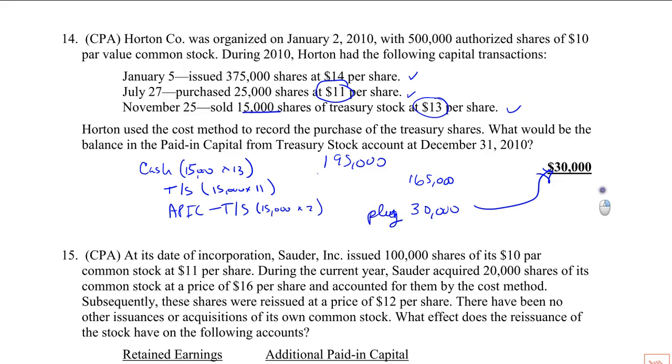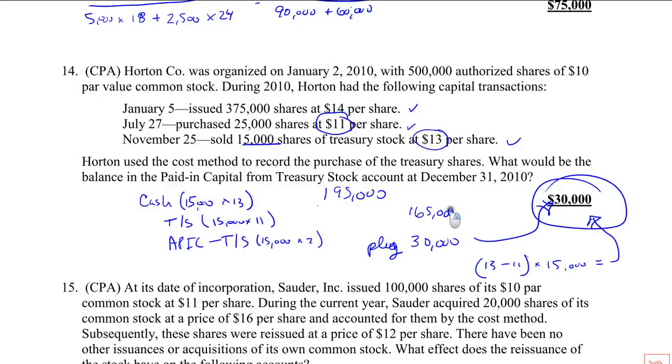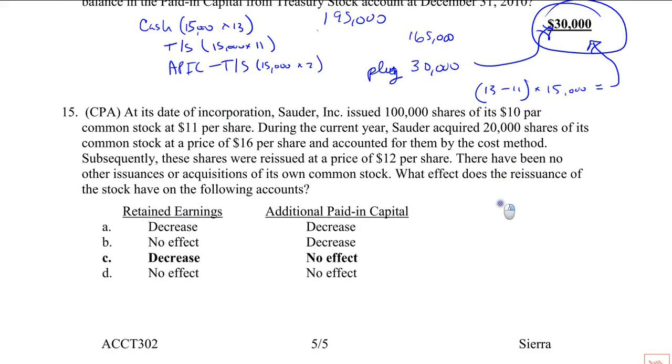Okay? If they're just asking for the change in treasury or the balance in treasury stock, the easy way to get there is 13 minus 11. 13 is greater than 11 times 15,000. Also equals the 30,000. However, you have to be careful, because if it was purchased at 11 and then sold at 9, there would be zero balance in the paid in capital treasury. You'd have to take some out of retained earnings.